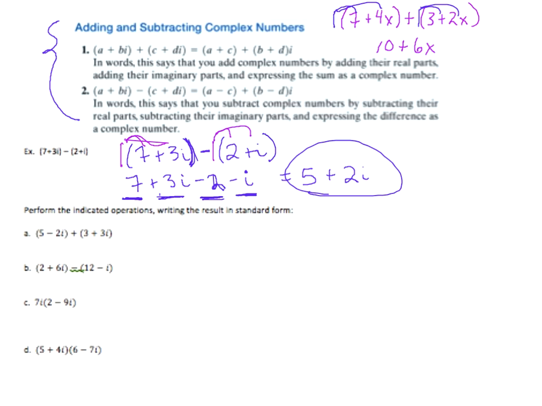All right, so first example here, 5 minus 2i plus 3 plus 3i. I add my constants, 5 and 3, and get 8. And I combine my imaginary units. I have negative 2i's. I add 3 of them. That leaves me with positive 1i.